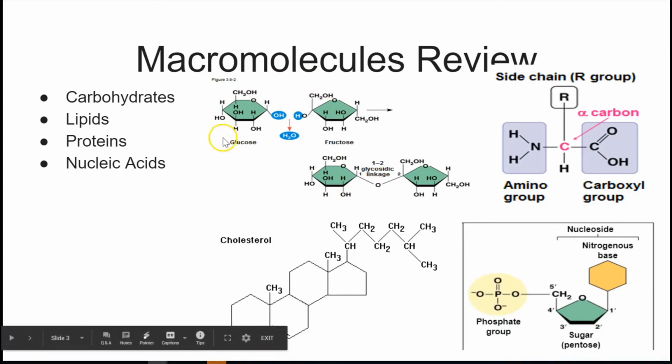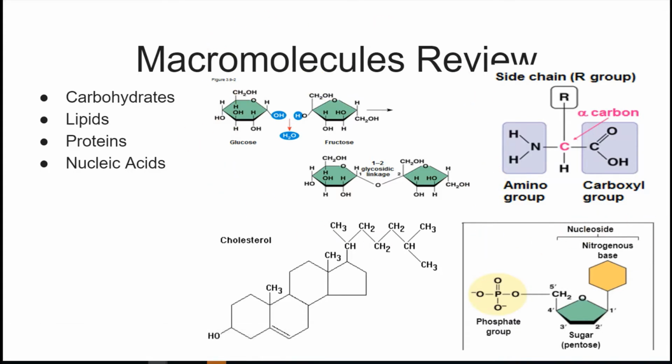What we see here first, right here, are carbohydrates. So you can see glucose and fructose. Those are both monosaccharides. They're going through a dehydration or a synthesis reaction where water is lost and then they form a disaccharide down at the bottom. Those carbohydrates are made of carbon, hydrogen, and oxygen. We're going to talk about those a little bit more in upcoming lessons, but we're always going to see carbon, hydrogen, and oxygen in carbohydrates.